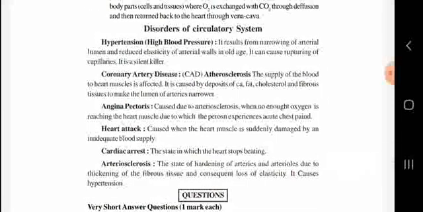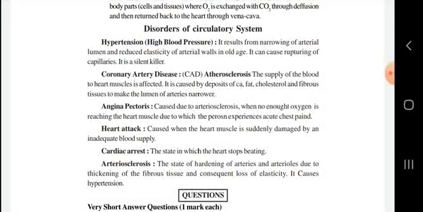Next, disorders of the circulatory system. The main one is high blood pressure, also called hypertension. It results from narrowing of the arterial lumen and reduced elasticity of the arterial wall. So there will be no elasticity in the arterial walls after old age. It is a silent killer. They may die sometimes.